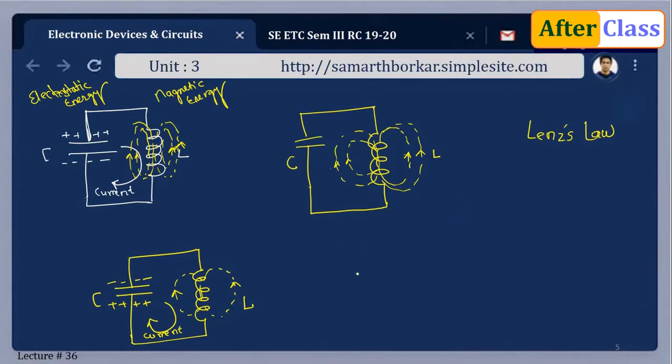So again, let me represent this by a circuit: capacitor, inductor, and here on the top plate we have negative charge, and here we are having positive charge. So this is capacitor and here is the inductor. So the entire magnetic energy gets converted back to electrostatic energy in the capacitor.